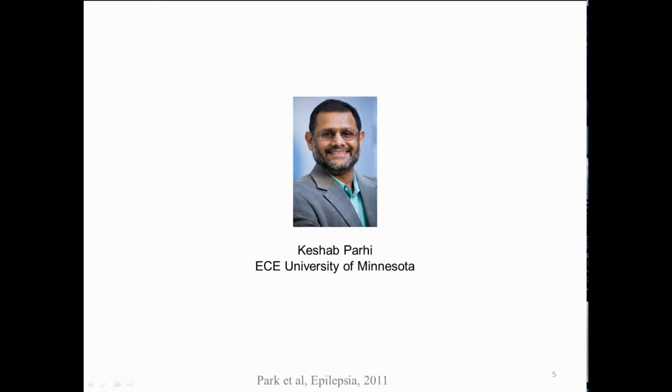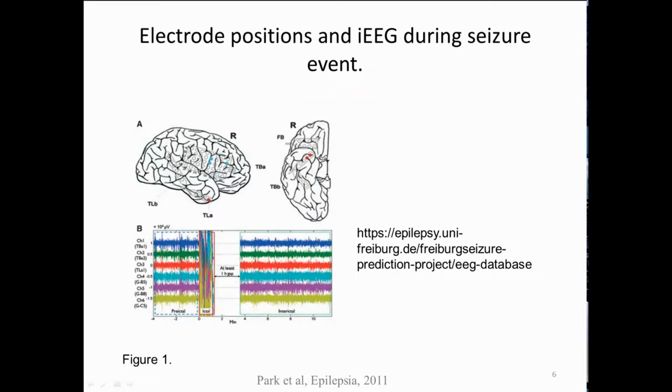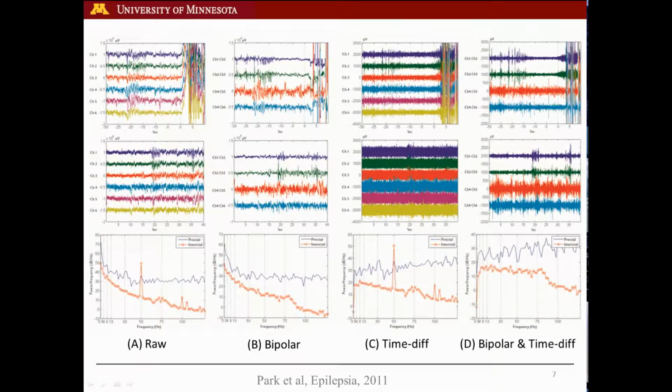We decided to make use of the Freiburg database, which was generated from the first International Seizure Prediction Conference, so that people can test their algorithms on the exact same database. And it labels all the electrode positions and the seizure onsets and any artifacts, and is a very nice data set expressly for this purpose.